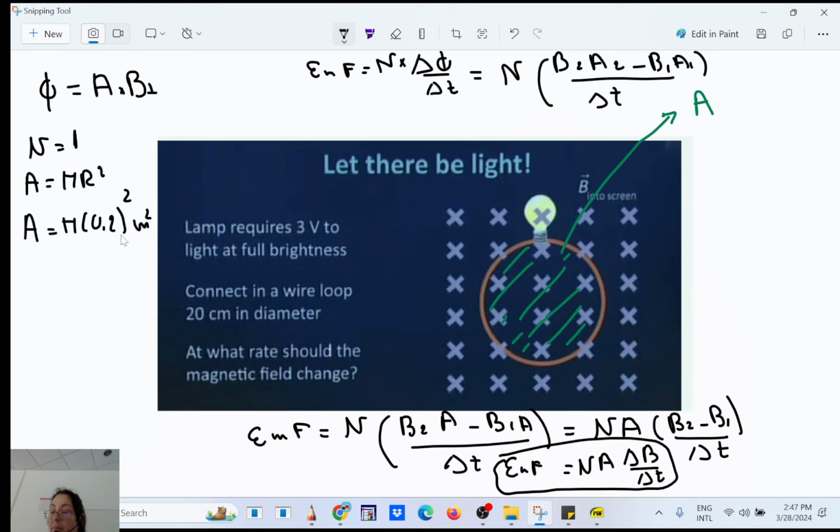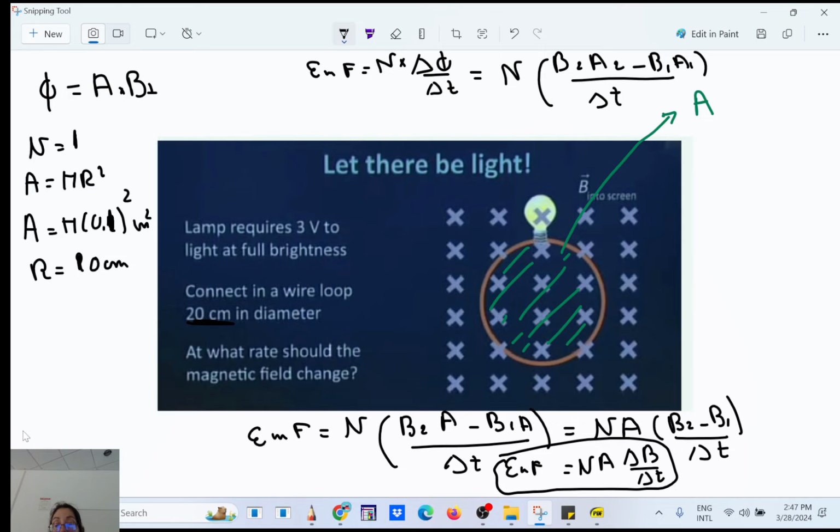Oh, it's centimeters though. Oh, you write it's 0.1. Okay, because it's a diameter. Oh, it's tricky. You see, R is 10 centimeters because the diameter is 20. So it should be 0.1 squared. Do you agree, everyone?